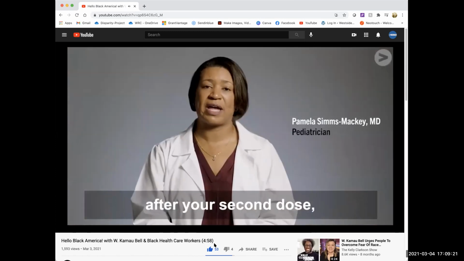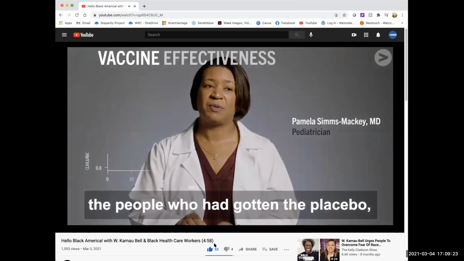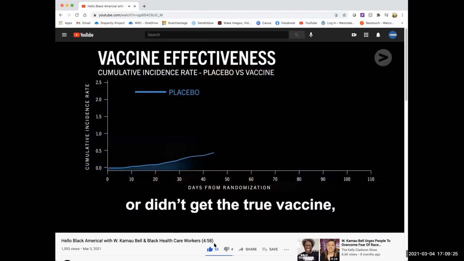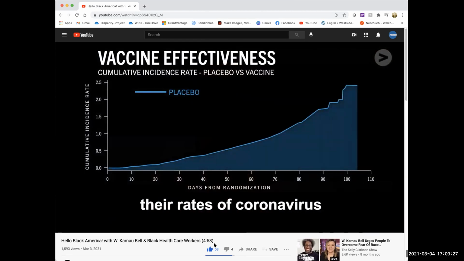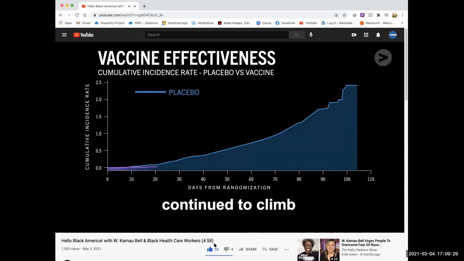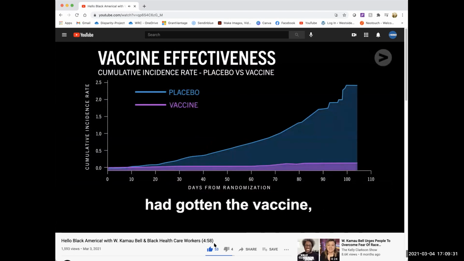About a week or so after your second dose, the people who had gotten the placebo or who didn't get the true vaccine, their rates of coronavirus continued to climb. Whereas the people who had gotten the vaccine, it just flattened out.